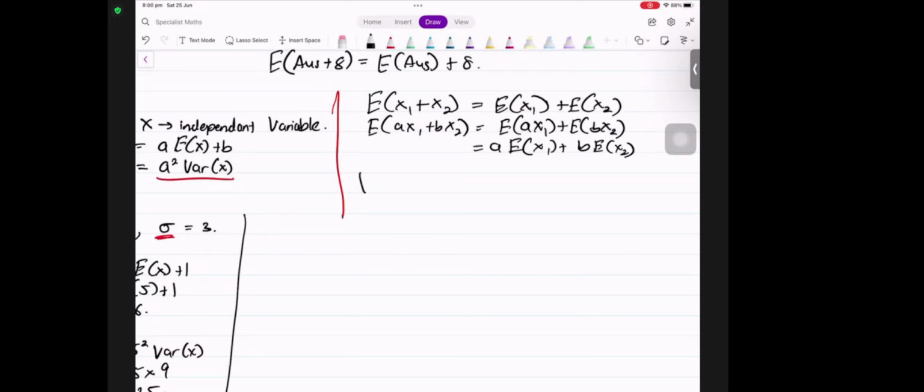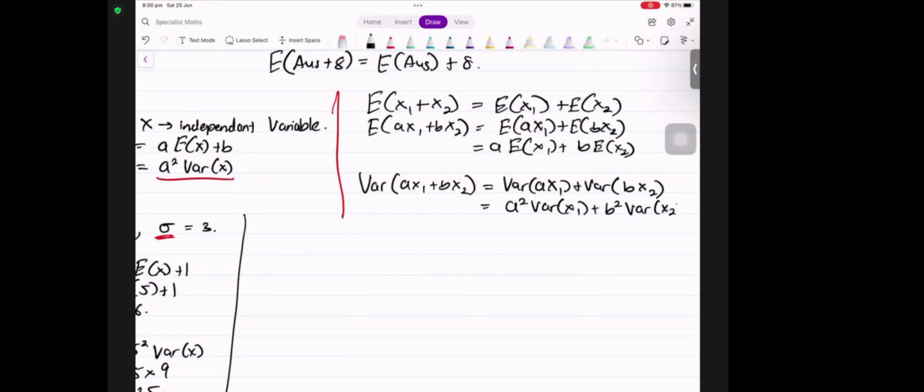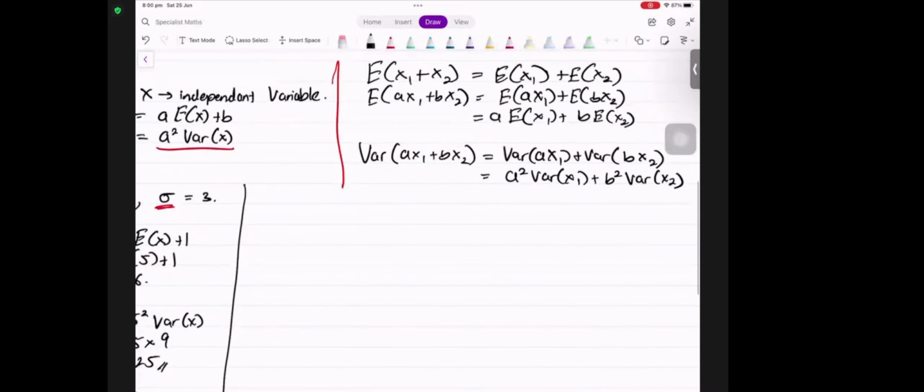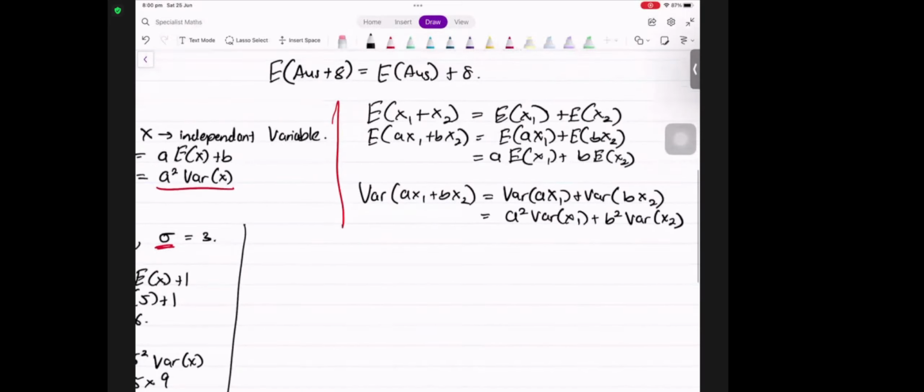And with variance, pretty much the same thing. You can just split it. So here you would get variance of a x1 plus variance of b x2. And that's just the same as a squared variance of x1 plus b squared variance of x2. And that's for that thing.